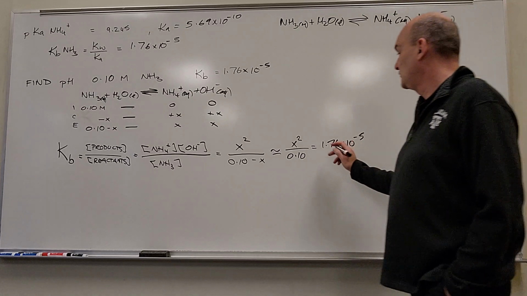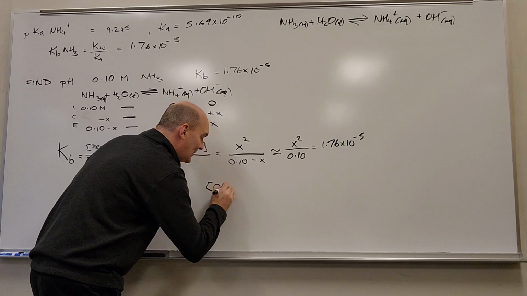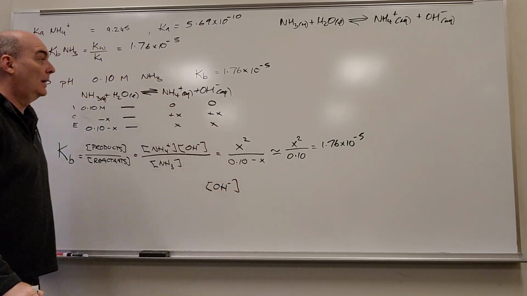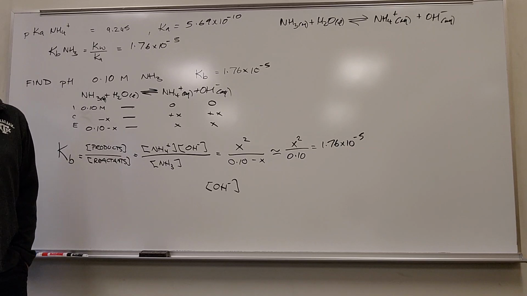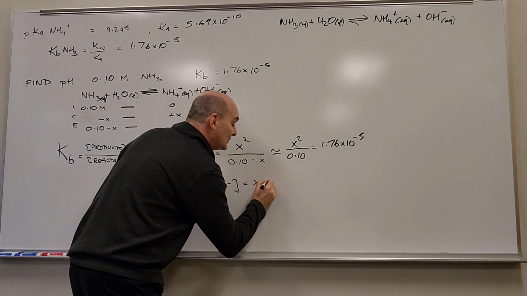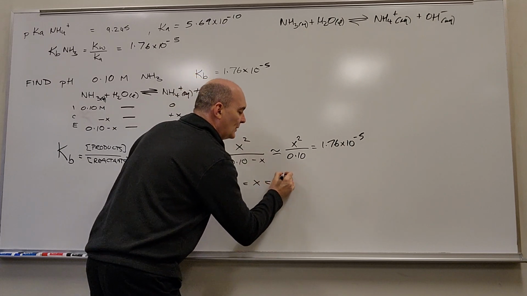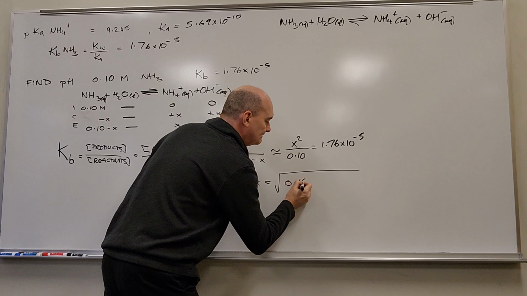Okay, so x is representative of our hydroxide concentration, because we're looking at bases now instead of acids. It's entirely the same thing. X, which means it will be the square root of that number multiplied by that number.